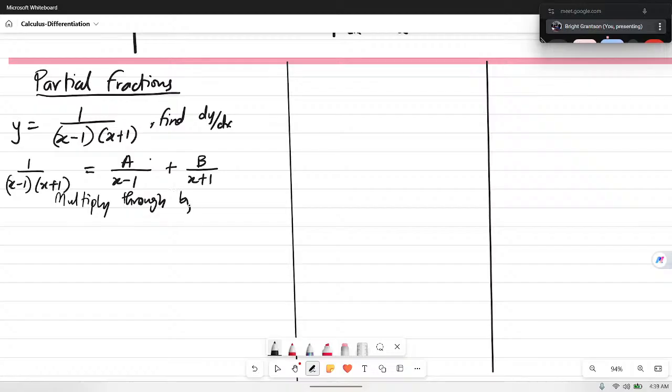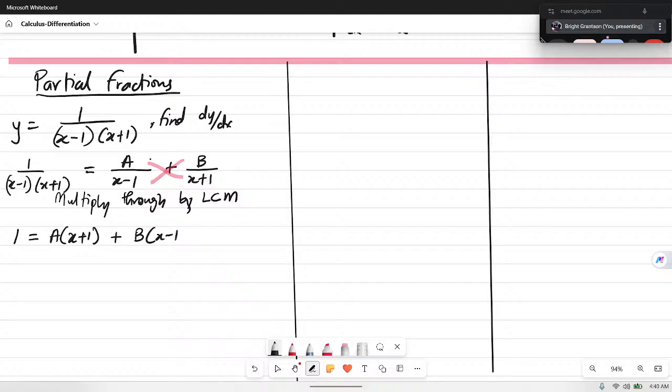By LCM. So the LCM is this one, x minus 1, x plus 1. When you multiply it by itself, it will vanish. Then you get 1 on the left hand side. Then these ones eventually cross product, right? Because when you multiply through by this LCM, this x minus 1 will cancel, and you'll be left with what? x plus 1. So a times x plus 1. Are you getting what I'm saying? Easy.